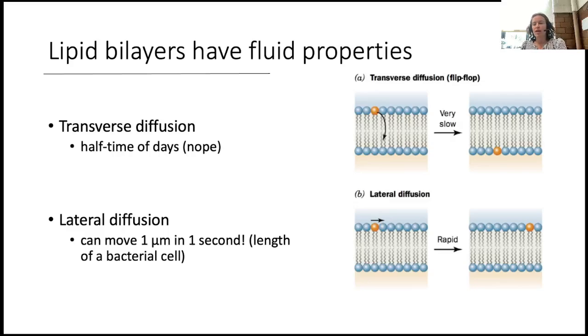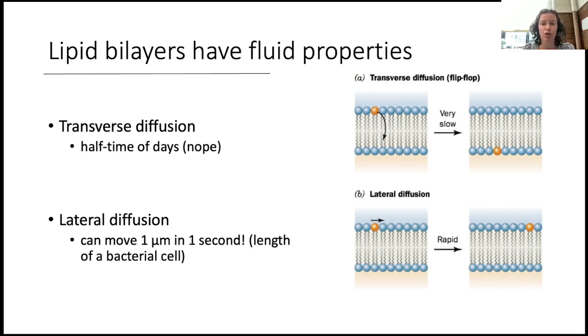So now that we understand the structure-function relationship with lipids, we can start to talk more about the functional aspect. When we put lipids into lipid bilayers, they have fluid properties, and this is important for the way that our cells work. Lipids can move in two different ways.